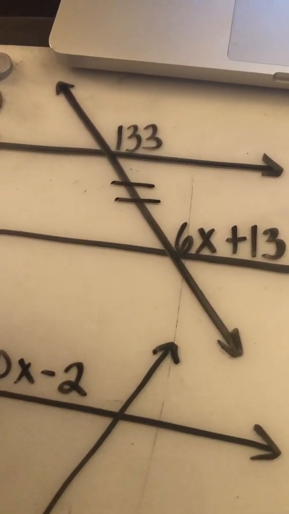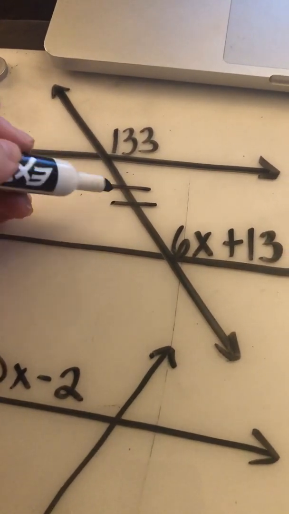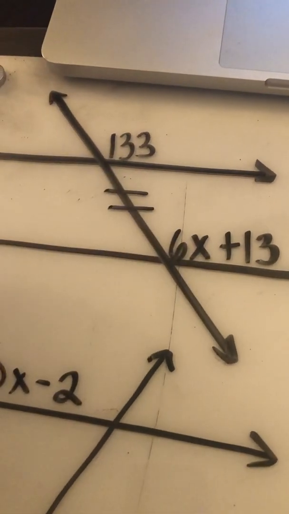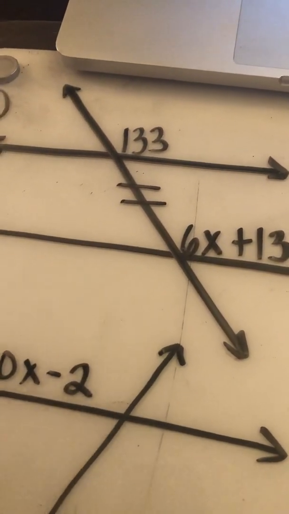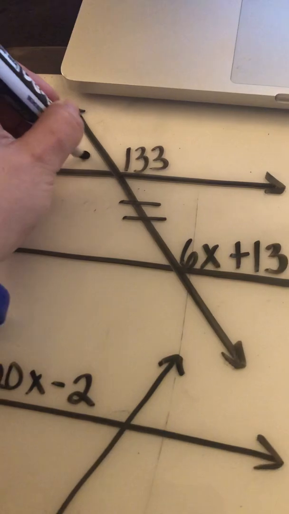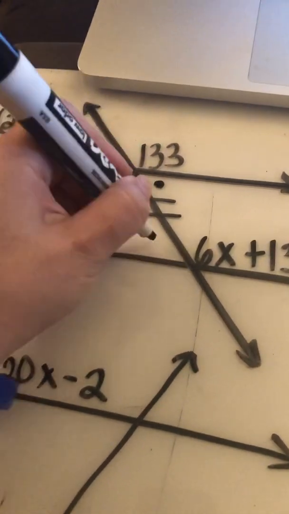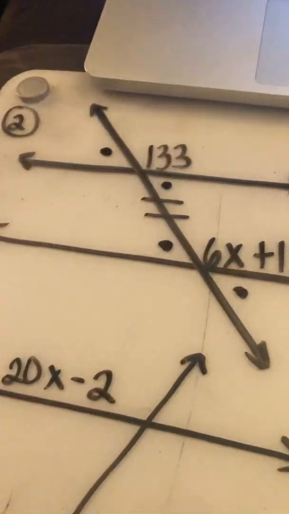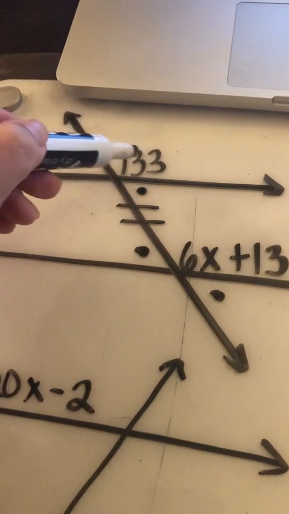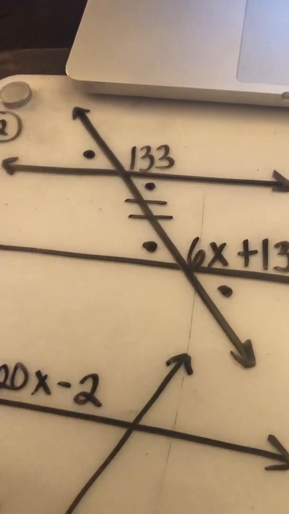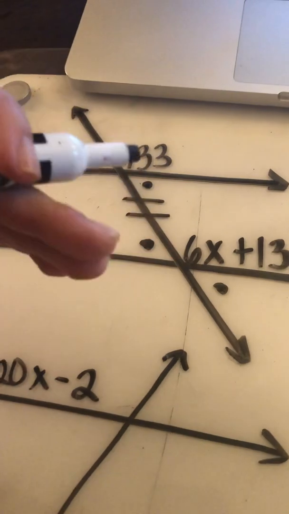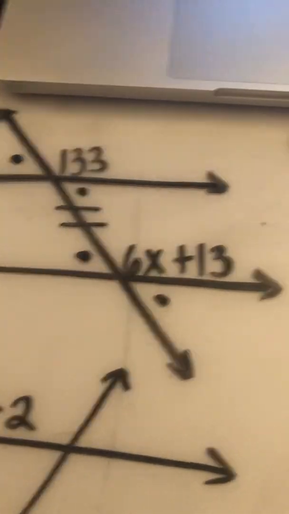So you would set your equation as 133 equals 6x plus 13. If you are not comfortable with the vocabulary, you could always do the dots, right? In a zigzag. After I do my dots, I see that they both don't have a dot, which means they would be equal to each other. You would set it up, solve for x, and get your answer.